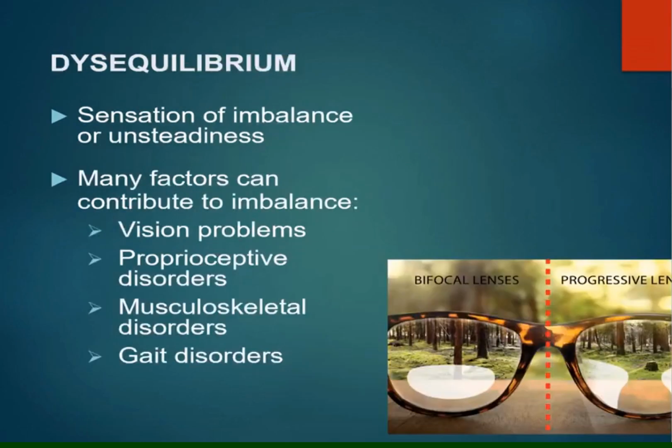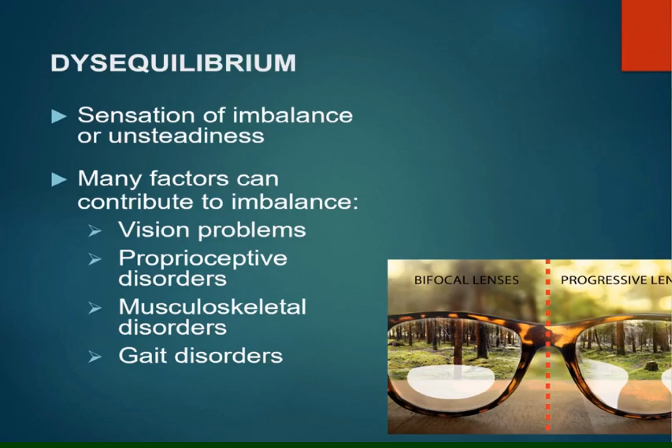So disequilibrium is another condition of dizziness that we need to talk about. It's a sensation of imbalance or unsteadiness. Here, there's many factors that contribute to imbalance, sometimes vision problems, proprioceptive disorders, particularly as we see in paresthesias with diabetics, also in musculoskeletal disorders, as well as various gait disorders, such as you might see with normal pressure hydrocephalus, where you have that ataxic, wobbly, drunken sailor-like gait.